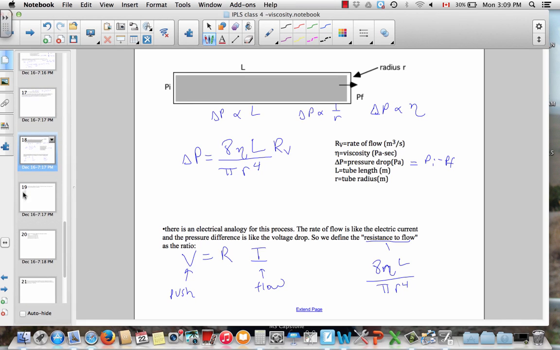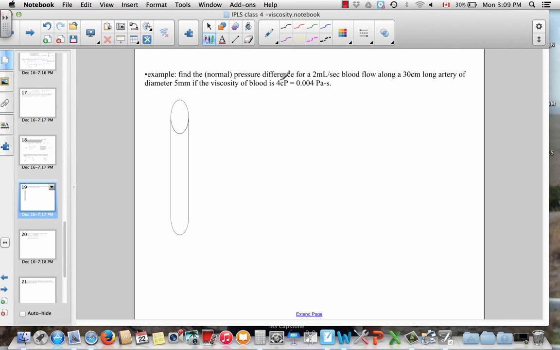Now let's look at a very simple example, and we'll deal with blood. So let's say you want to make some blood flow through an artery. You want to get about 2 milliliters per second of it through this artery. And there's the viscosity of blood. So pause the video, try this example, and then compare with my solution.